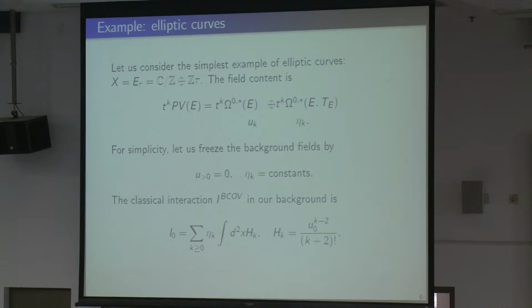If you restrict the previous BCOV interaction to this particular easy background, you find that this classical interaction becomes something like this. It's pretty simple. This is a constant background. You can view this one as a coupling constant. And this one is an integral, and the form looks like u to the k plus 2. It's a very, very simple formula in this case. Now you may ask, what's the meaning of this classical master equation and how to quantize it?